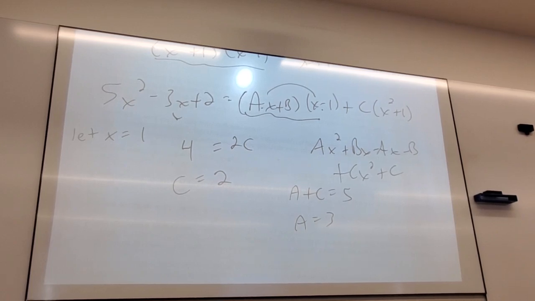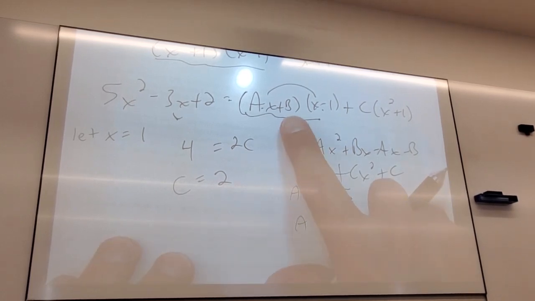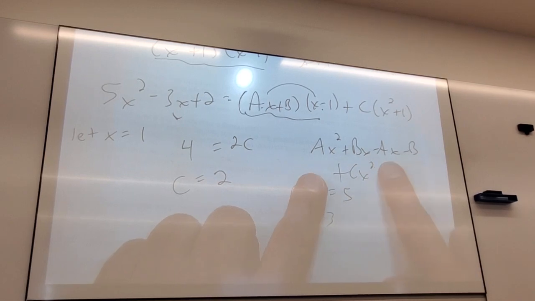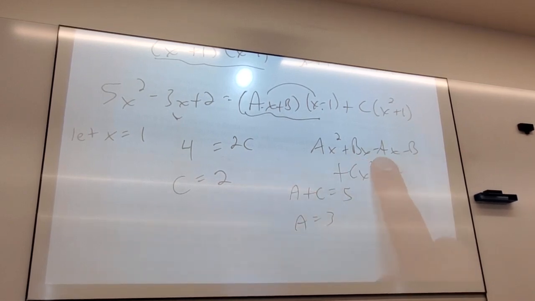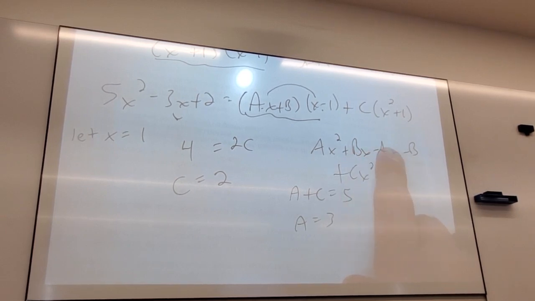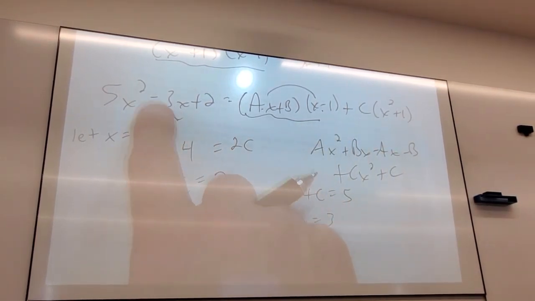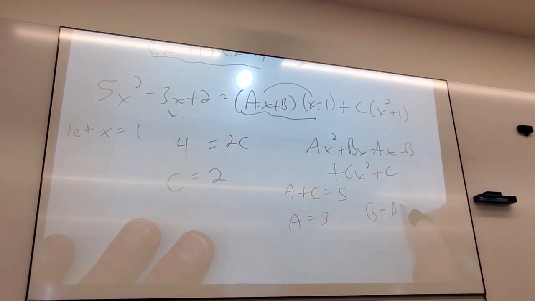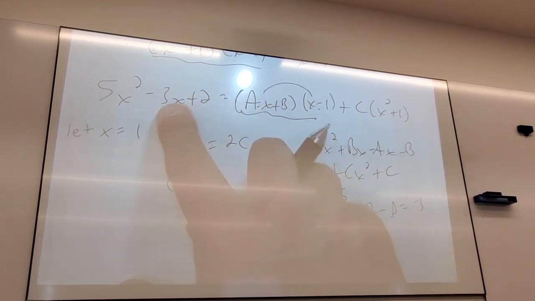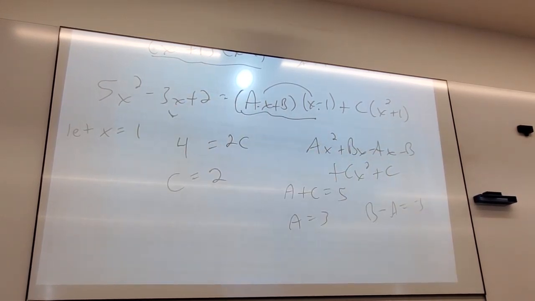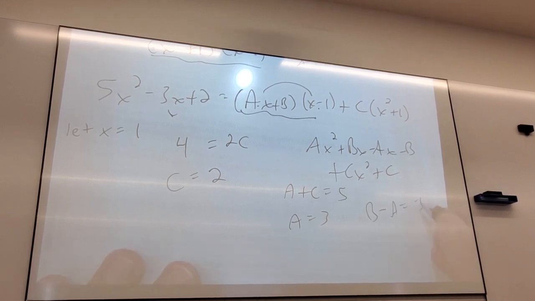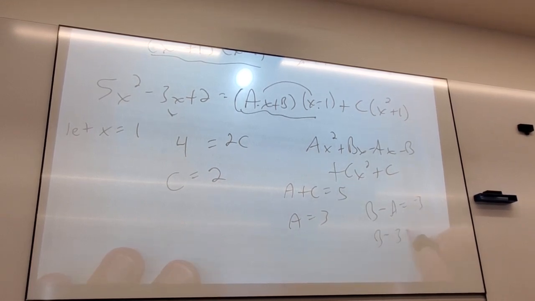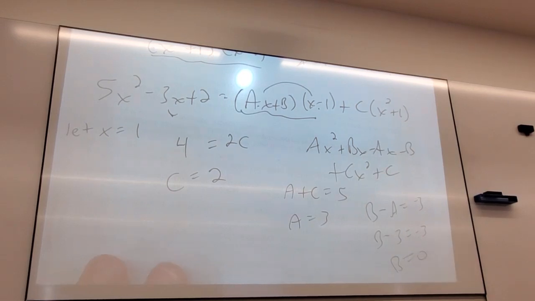Kick ass. And then you can do the same thing for b. What must b minus a be? Negative 3. B minus a has to be negative 3 because they're the coefficients of x. When you put them together, they're supposed to make negative 3x, so they have to be negative 3. And you already know a is 3, therefore b is 0.